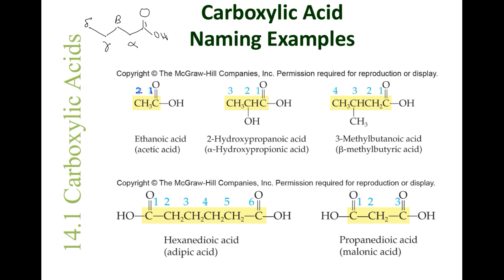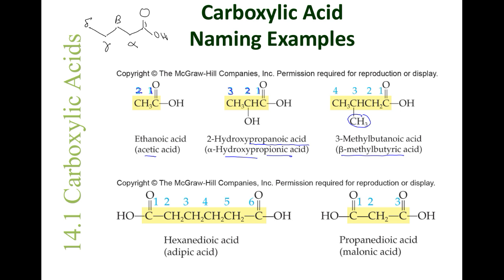If you look at this second one here, it has 3 carbons. So a 3-carbon alkane is propane. We drop the E, it's propanoic acid. Okay, and that 2-hydroxy, where do we get that from? Well, the hydroxy is on carbon number 2. The third example here is 3-methylbutanoic acid. We already covered butanoic acid, and I have a methyl group on the 3rd carbon, so 3-methylbutanoic acid. So these names below in the brackets, acetic acid, alpha-hydroxypropionic acid, and beta-methylbutyric acid, those are common names, and we'll talk about that in a second.